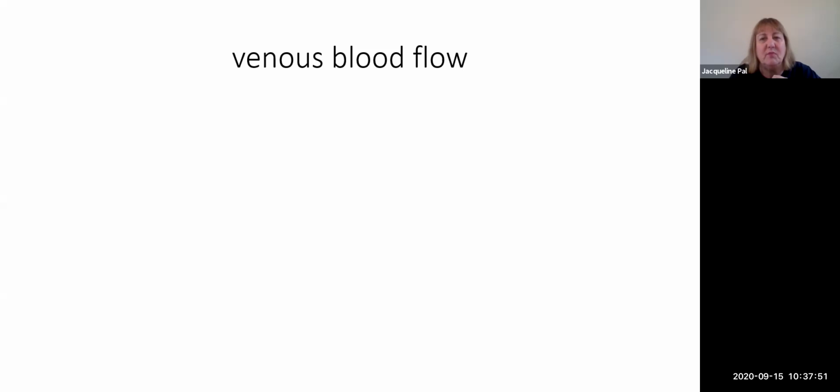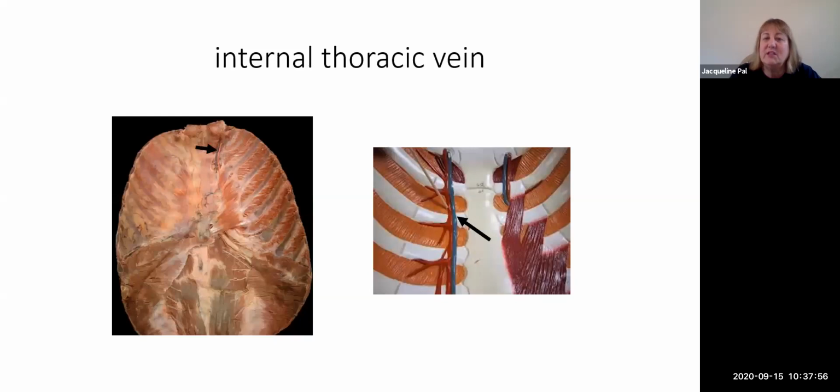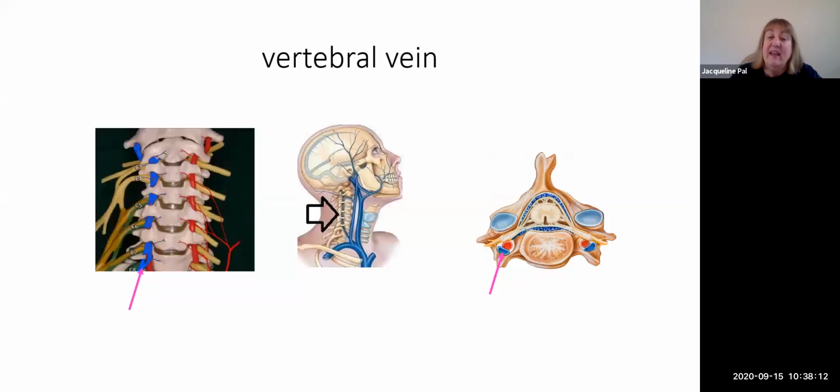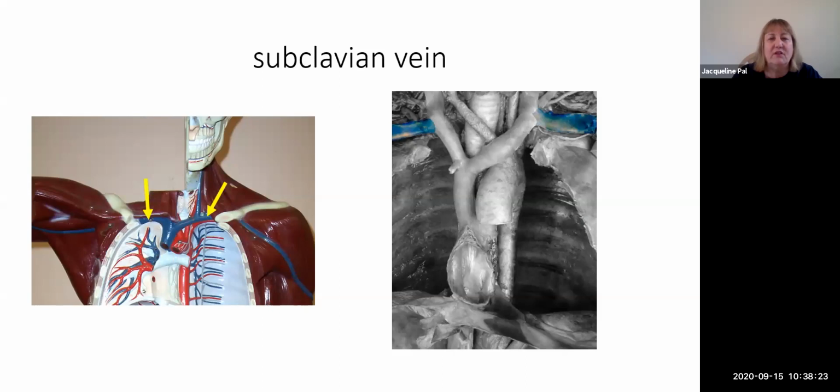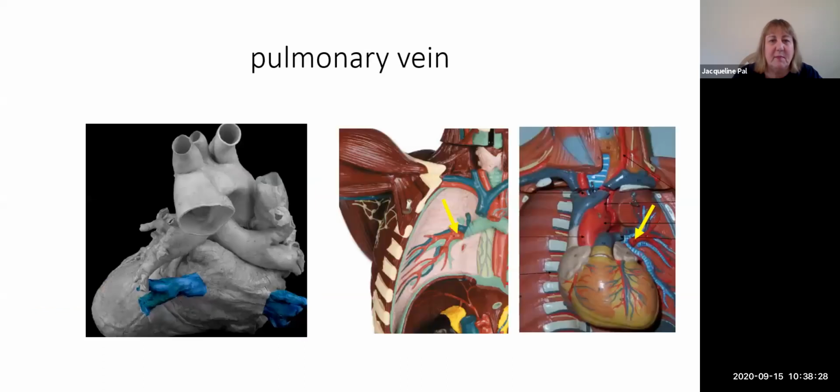So now let's return blood back towards the heart by doing our venous blood flow. Let's look first at the internal thoracic vein, parallel and just adjacent to the internal thoracic artery on the lateral borders of the sternum, on the deep surface of the anterior chest wall. In addition, we have vertebral veins which travel adjacent to the vertebral artery, and they are going to drain into the subclavian veins, as you might expect.